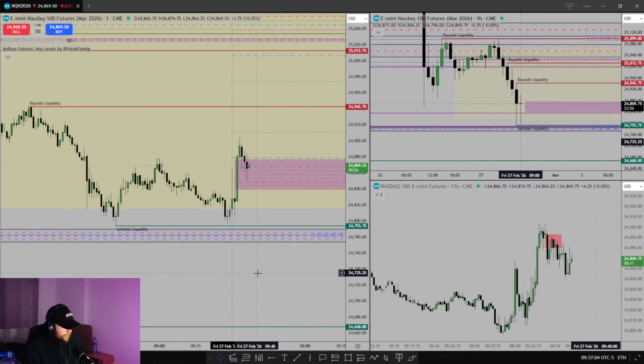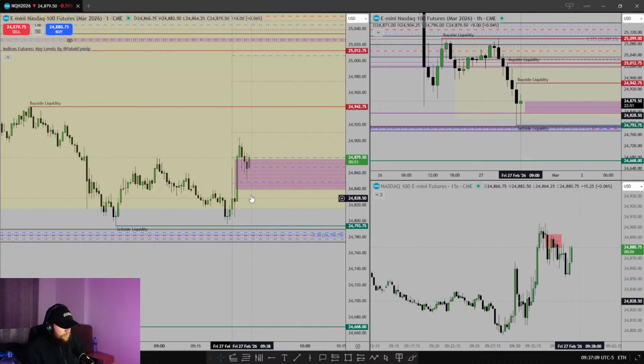All right, so we might wait for the 950 macro in here. Both sides are resting. So sells are being open here and buys are being open here.